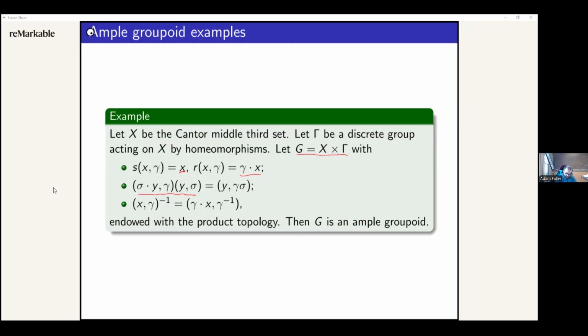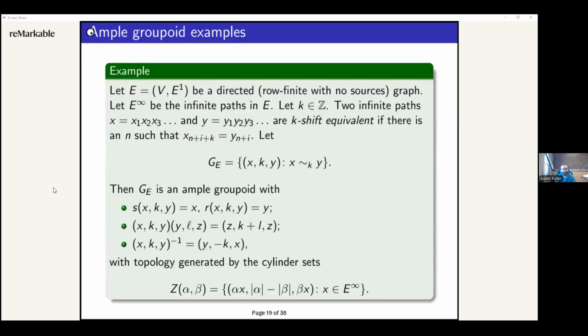Another example comes from graph algebras, or graphs. If I have a directed graph and I look at its infinite paths, I say they're shift equivalent if after a certain point they're equivalent. And then I look at all of these triples (x, k, y) where x and y are equivalent by a shift of k. And I can make that into a groupoid with the following properties. Source of (x, k, y) is x, range is y. I can compose them when I have the same element here, sorry, this should be x over here, in which case the composition is (x, k+l, z).